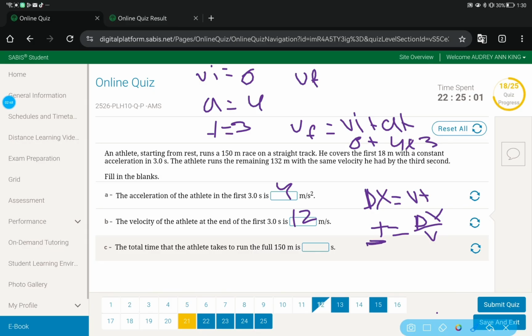So you get time equals the displacement over velocity, and this again stands for time remaining. So displacement over velocity, and then using the last part of the equation, it's going to be 132 over 12. Plus the time, which is 3, and you get 14 seconds, and that's the answer.